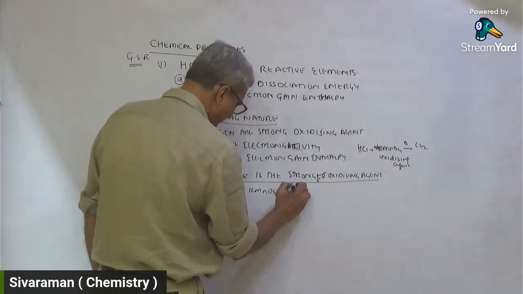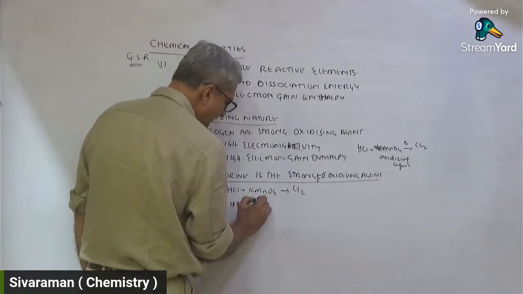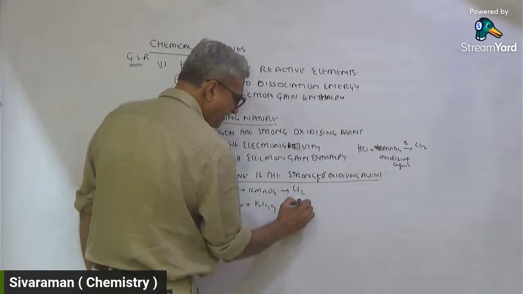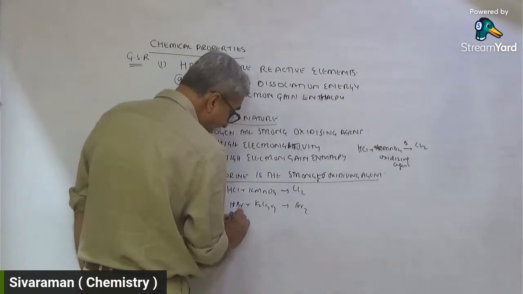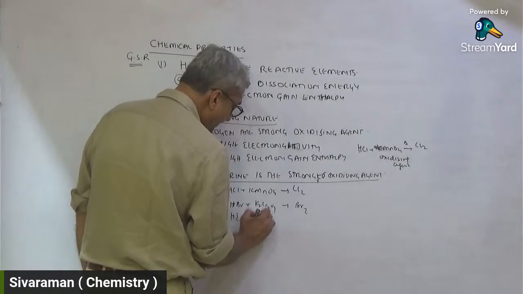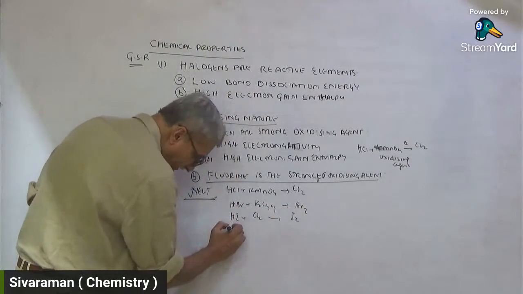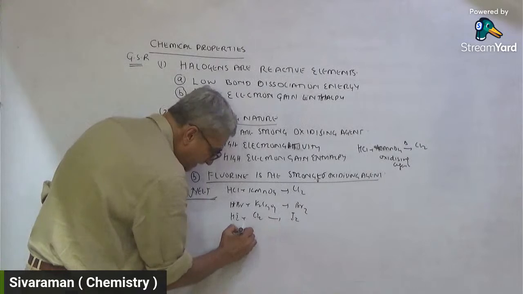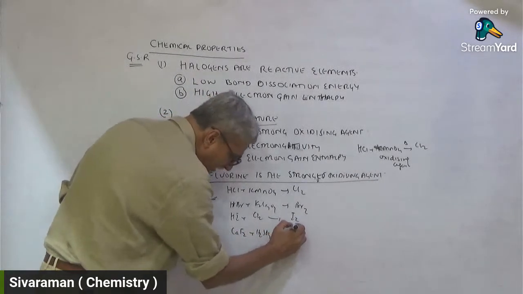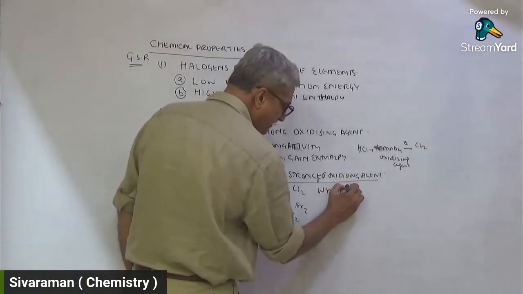HCl plus KMnO4 forms Cl2 plus all that. HBr plus, let us say, K2Cr2O7 will give you Br2. Then you have HI plus, you can even have straight away chlorine, it will give I2. And then they had given this one: CaF2 plus H2SO4 forms F2. Which reaction is not possible?